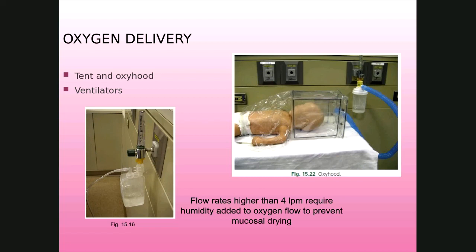But I want you to realize that if a patient is on a flow rate of 4 liters per minute or greater, then you have to add humidity to the oxygen flow to prevent mucosal drying, because oxygen is very, very dry. So they have this little thing here where the oxygen will come out, go through a water system, and then into the tubing and into the patient. Now, that's not something that we set up or do. You just have to realize if they're on more than 4 liters per minute, they will have humidified air.